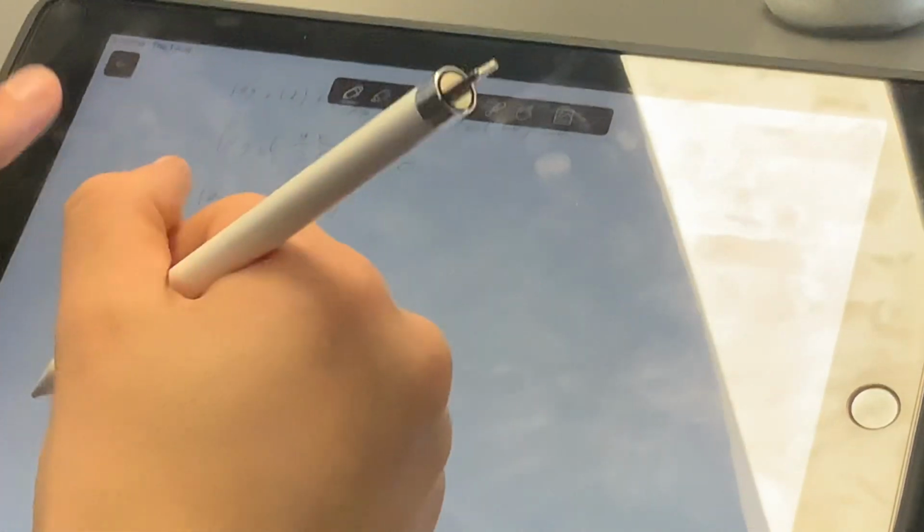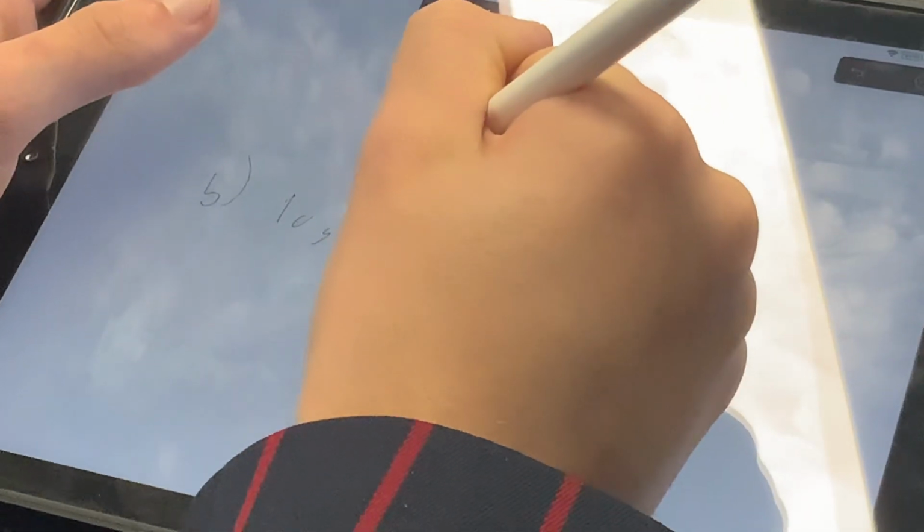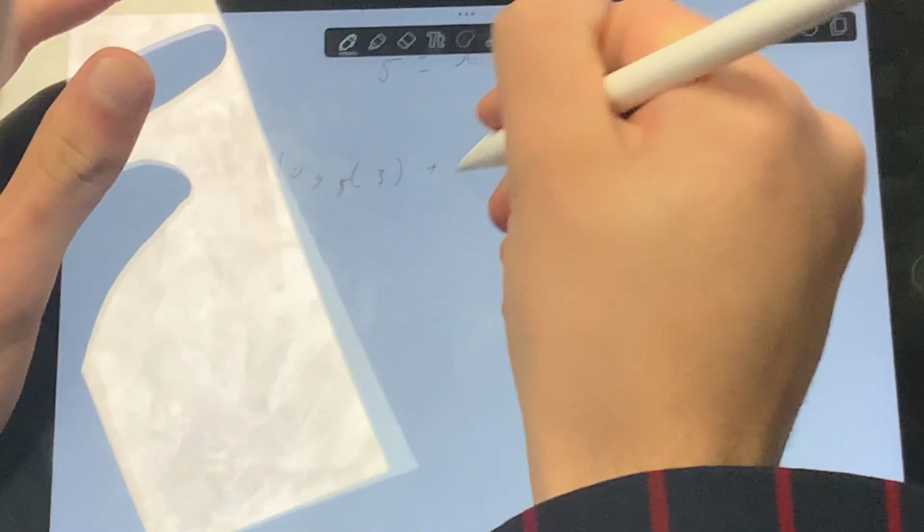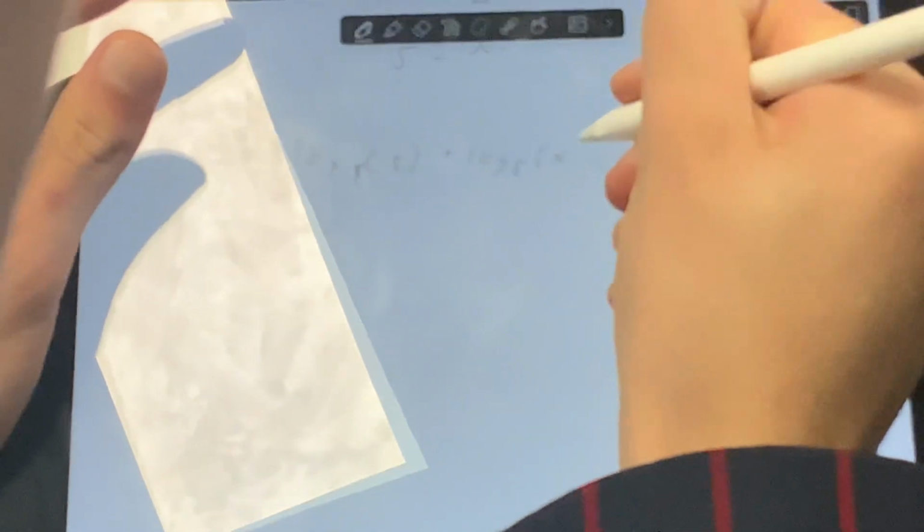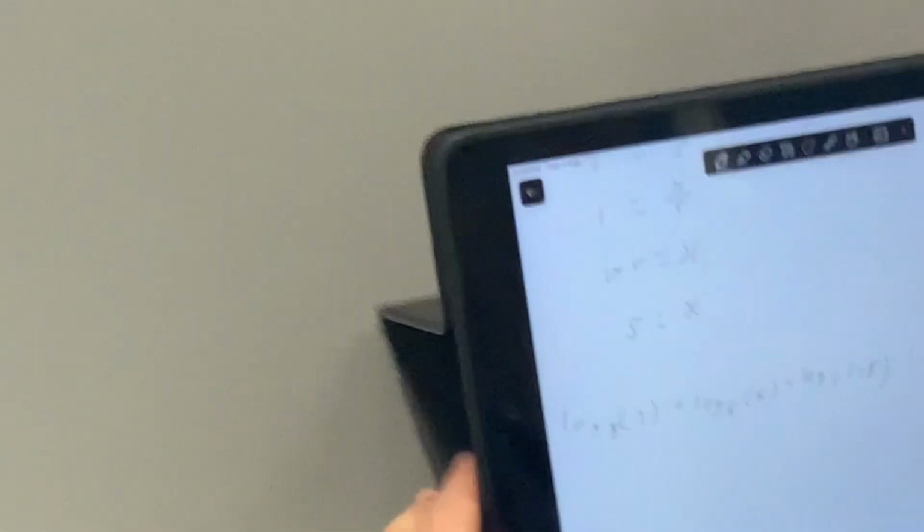Thank you very much for that. Now, log 5 3 plus log 5 x equals log 5 18. We'll be employing a similar strategy for this one. Sorry, log 5 3 plus log 5 x equals log 5 18.